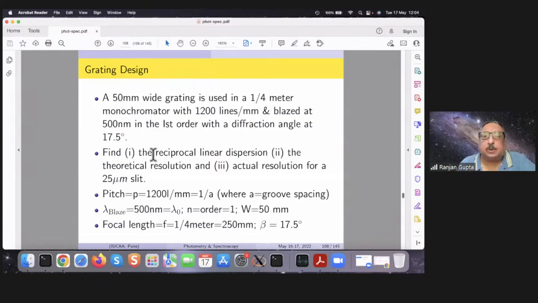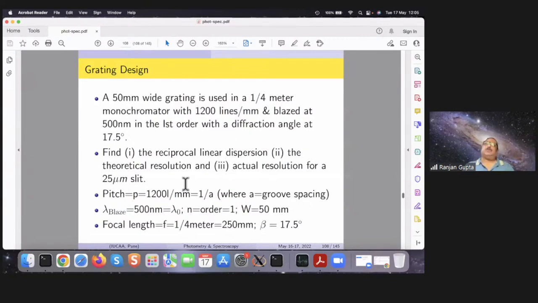What you are supposed to do is to find the reciprocal linear dispersion, which I defined a little while ago, because that is what is more important. How many nanometers each millimeter corresponds to, the bin of wavelength, lambda 1, lambda 2. What is the theoretical resolution, that R, which we defined? The actual resolution will not be as good as theory because there is a lot of scattering and other effects, so it will come down. By using a small slit, because as I said, from the slit the spectrum is moving, so I will see the spectrum. If it is a 25 micron width slit. Given all this, this is what I am supposed to calculate.